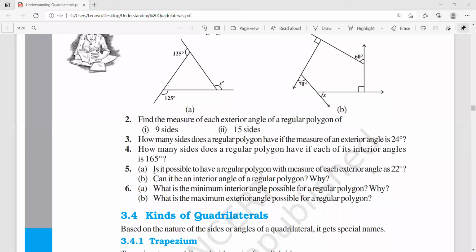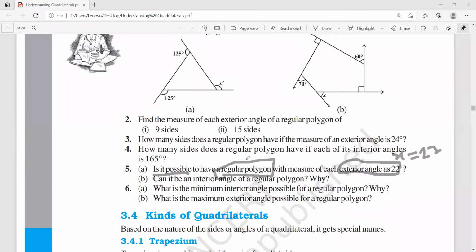Question number 5. Is it possible to have a regular polygon? Regular polygon means all sides are equal and all angles are also equal, with the measure of each exterior angle being 22. So the exterior angle measurement is given, which means x is equal to 22.